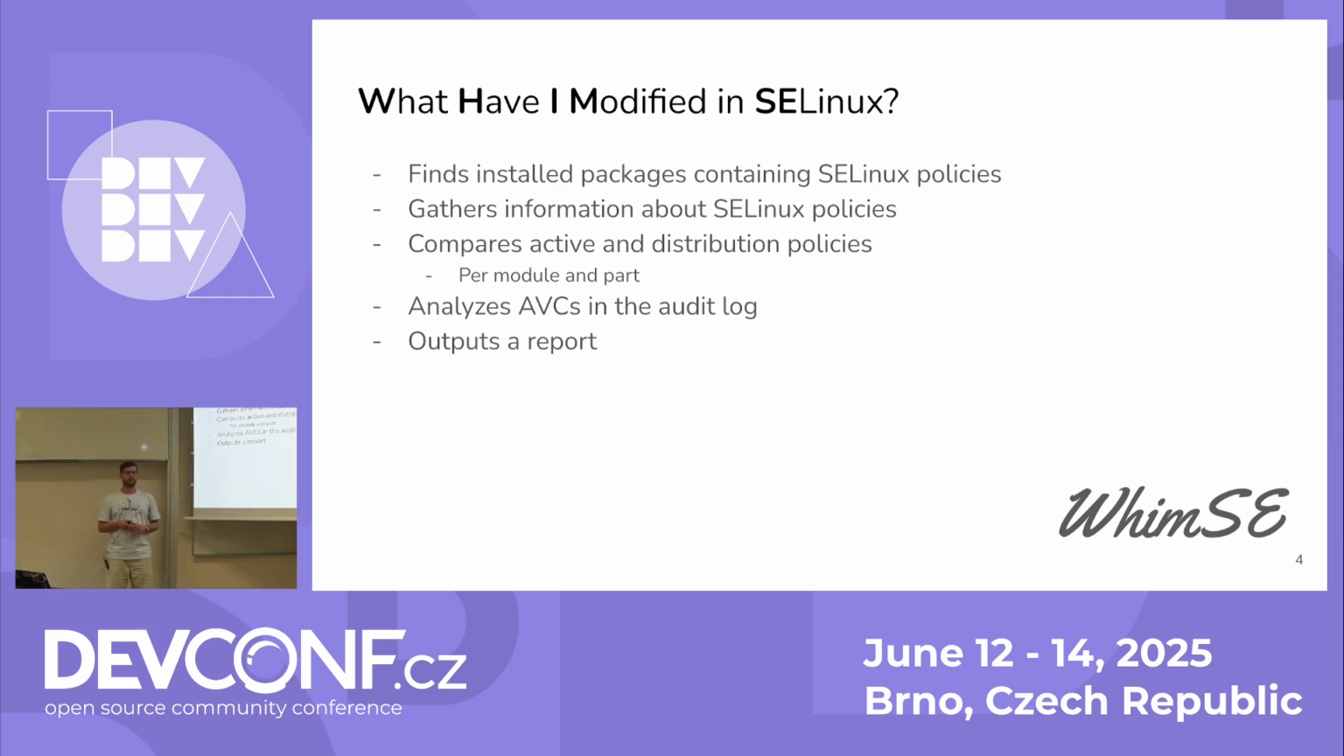Next, it analyzes these changes and tries to match and find some AVC messages in your audit log. For example, some denials that could be caused by these modifications. And lastly, all this information is output to a structured report. It can be either a JSON report or HTML or plain text. The JSON report is best for transferring to another system where you can later analyze it. And the JSON report can be also converted to a plain text or HTML one later without running the whole process again. So let's take a look at an example.